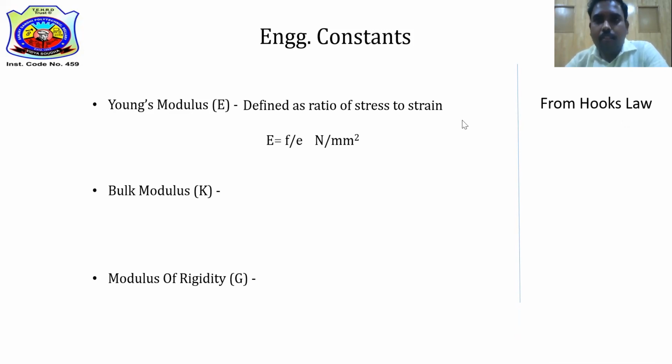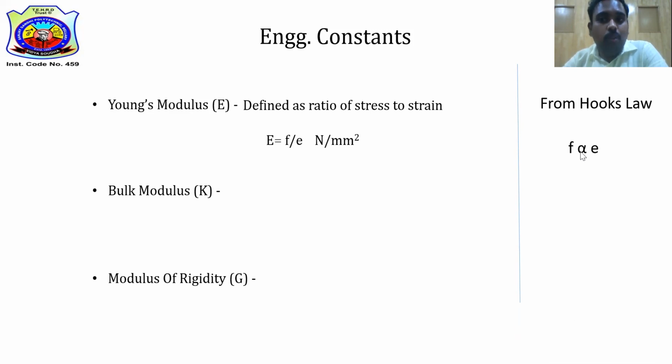Hooke's law says up to elastic limit, stress is directly proportional to strain. Students, it's very important. What does Hooke's law say? Hooke's law states that up to elastic limit, stress is directly proportional to strain. So we can write it as: up to elastic limit, stress is directly proportional to strain. F is directly proportional to e.